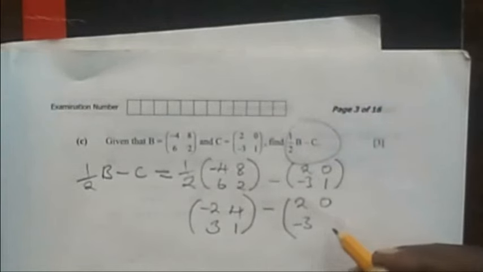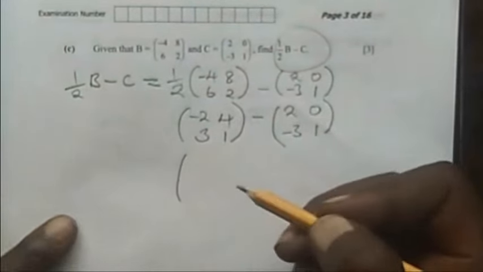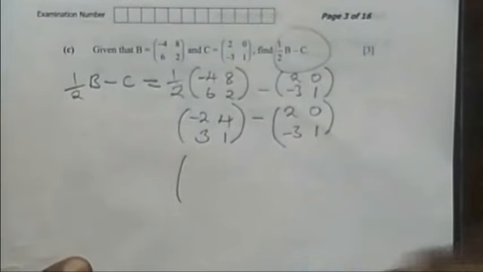Then we're going to say minus. Then once we have done this, we're going to copy matrix C the way it is, because there's nothing that we have done to it. So we're going to say 2, 0, -3, then 1, then we close bracket. Now down here I'm going to open the bigger matrix, then I'm going to start subtracting.